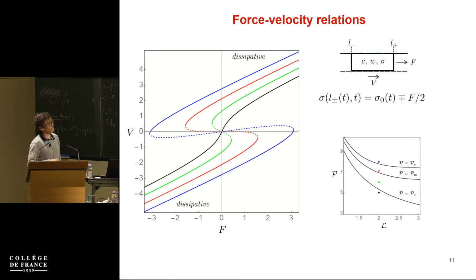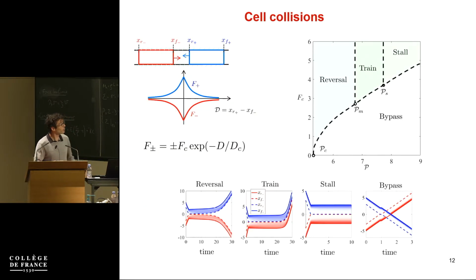And one thing which is interesting is that these force-velocity relations can or cannot show a stall point. And then what you can do is really consider cell collisions, where each cell is modeled with the system I was showing, and model just the force very simply depending on the distance between the two cells, and you get this type of phase diagram.